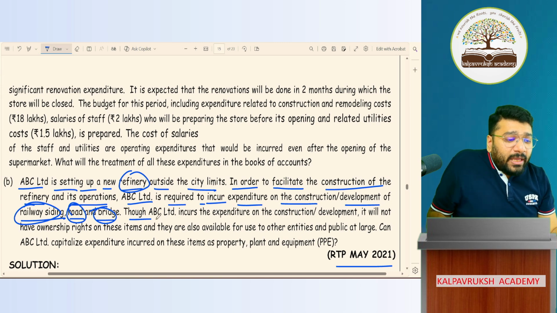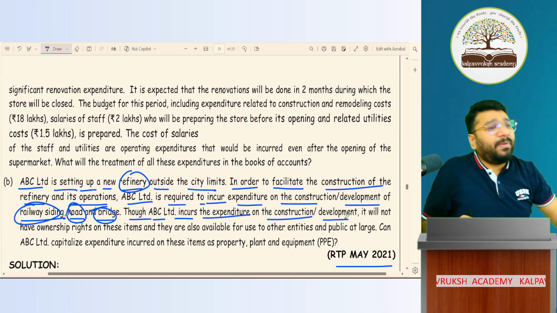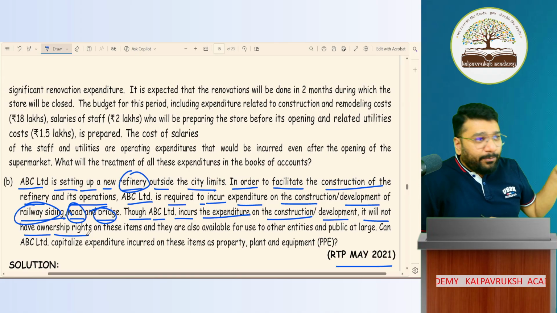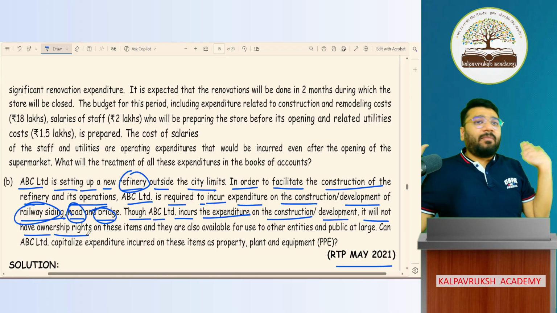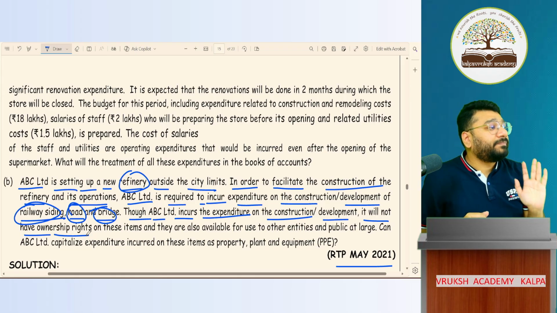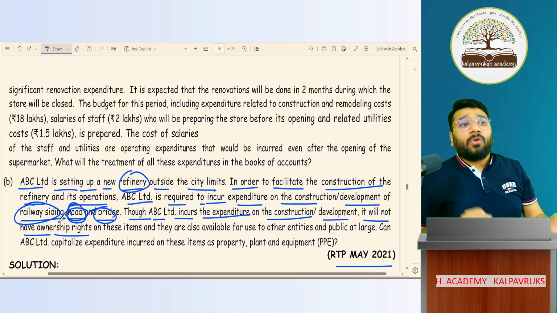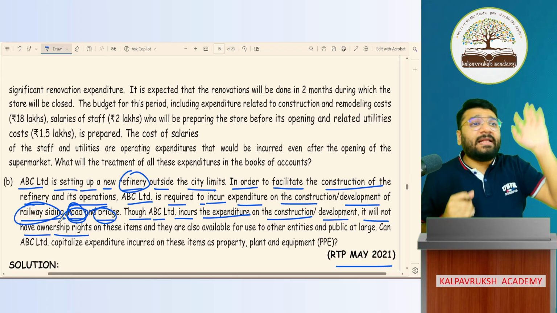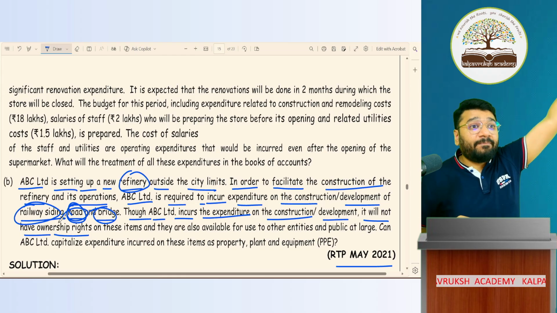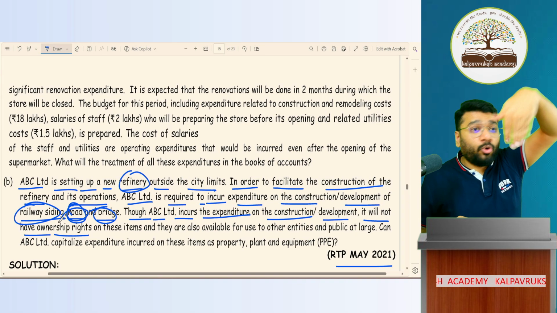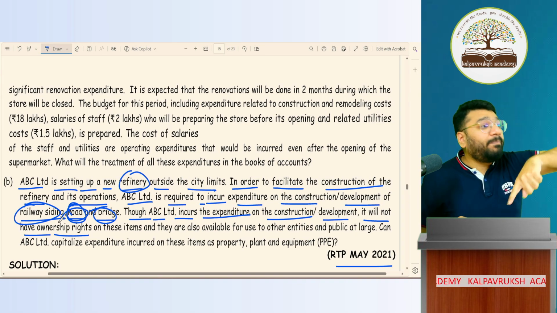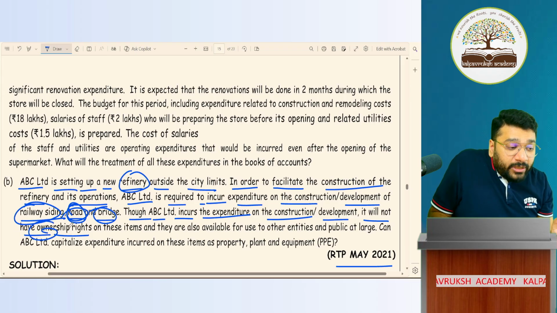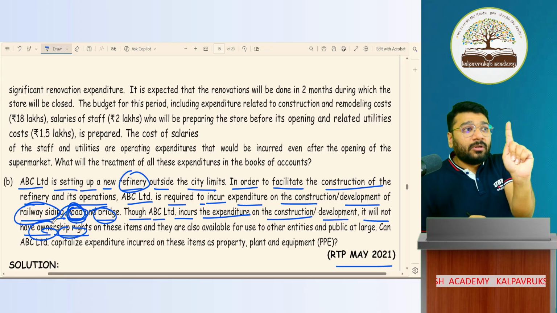Though ABC Limited incurs the expenditure on the construction and development of these three assets, it will not have the ownership rights. What does that mean? Once I put a railway siding, I cannot say that only my train will come. In that railway siding, any train can come. Once I put a road, on this road, I cannot claim this is my private road. If I have a private road, only my vehicle can come and go, nobody else will. You have seen in so many big factories, inside the factory, they will put a roadway. So that road becomes a private road. On the private road, the general public cannot come. But here, they're telling that there is no ownership right on the road. Government is saying that you put the road, but this is not a private road.